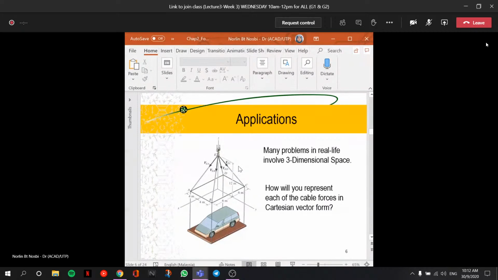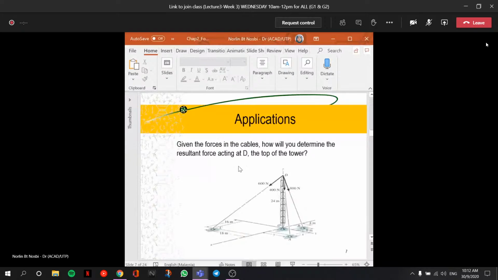Another application: as you can see, there are cables 1, 2, and 3. This situation is in 3D form. So how do you find the forces that act on these cables? And how do you find the resultant force so that this tower is stable and not moving, right?